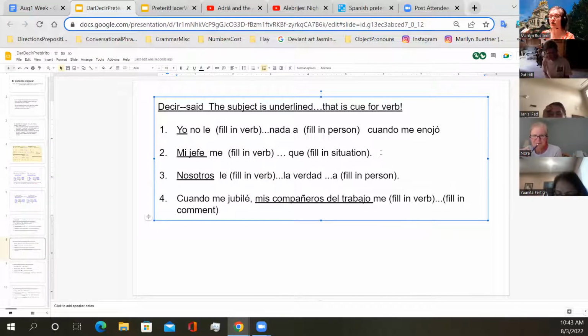We're going to switch gears a little bit. Instead of yo, we're going to talk about something my boss said. My boss told me that, and so on. Okay. Por ejemplo, mi jefe me dijo que, mi jefe me dijo que el presupuesto había cambiado. My boss told me that the budget had changed.